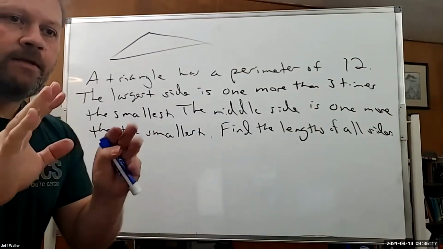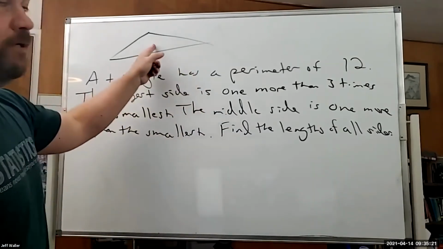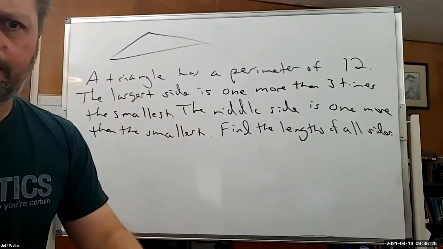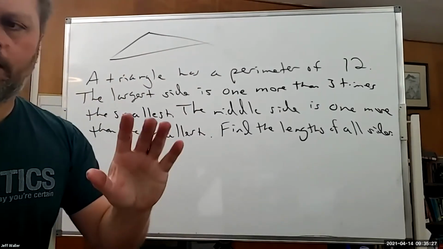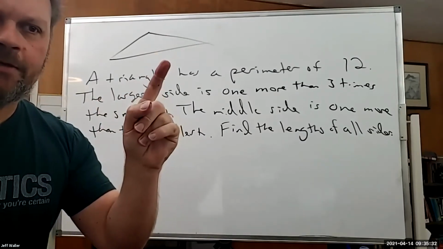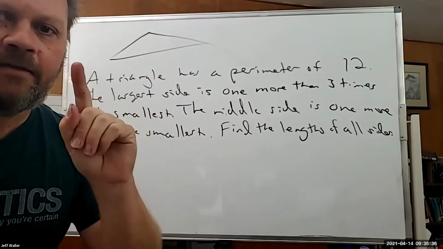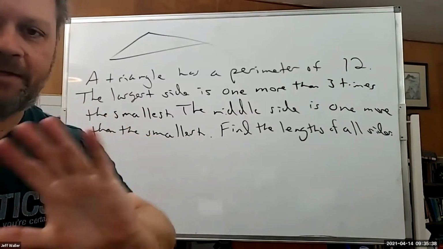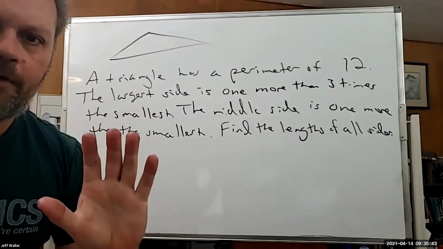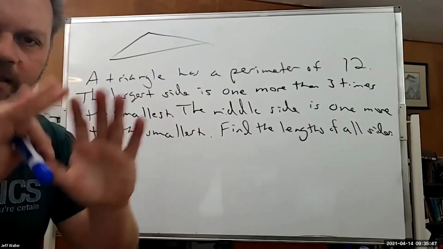Now, to be honest, I call it step 0. Step 0 is draw the picture, if there is one. Step 1 is identify the players. I call them players. How many players are involved in this problem? How many parts are there to this problem? How many things are involved?